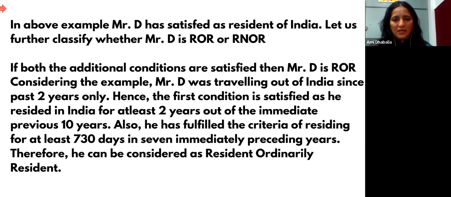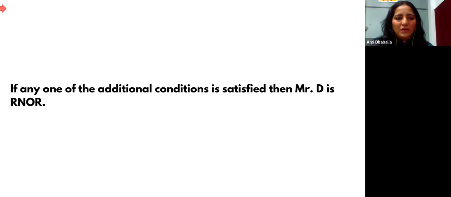Before that, he was in India. So obviously, he's a resident in at least 2 out of 10, because every year his stay in India is more than 182 days, right? Hence, the first condition is satisfied as he resided in India for at least 2 out of the immediately 10 previous years. Also, he has fulfilled the criteria of residing for at least 730 days in the last 7 years. Therefore, he can be considered as ROR. So let's do one more example.